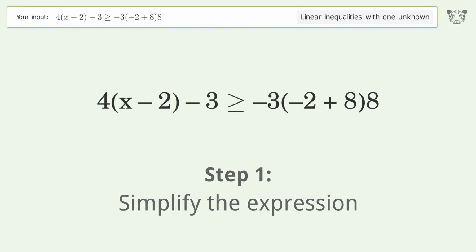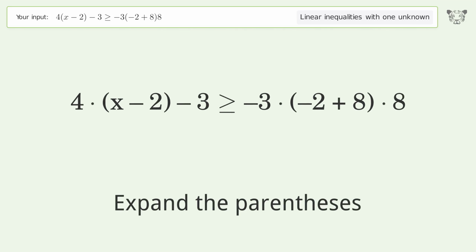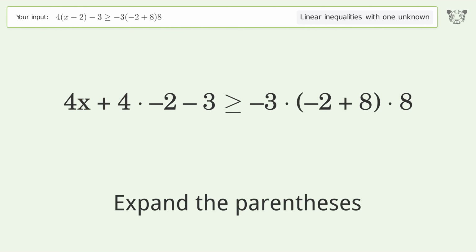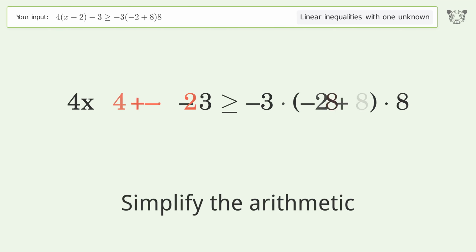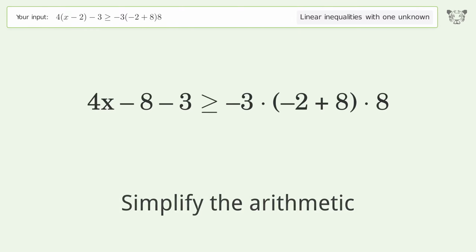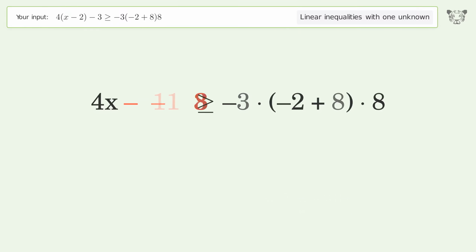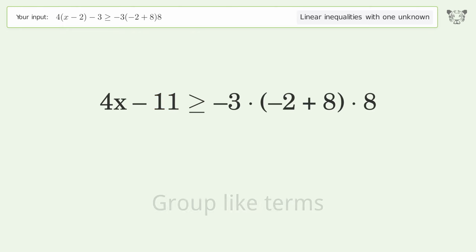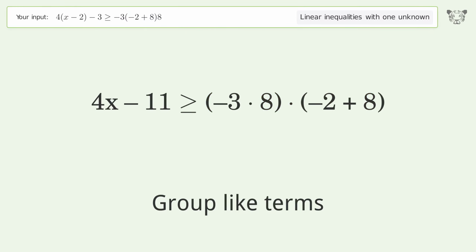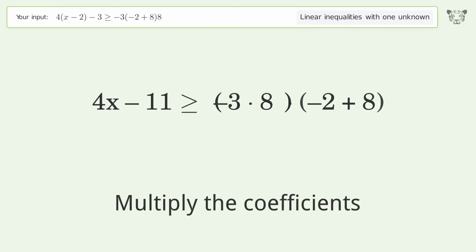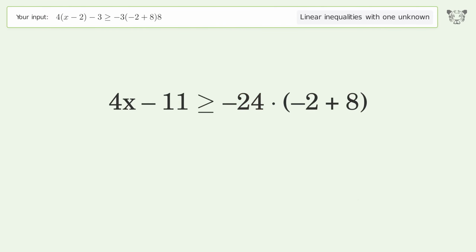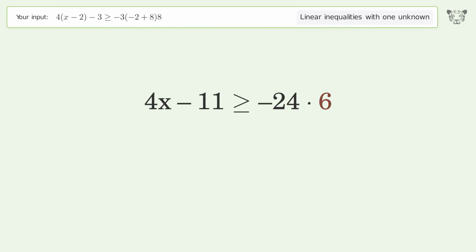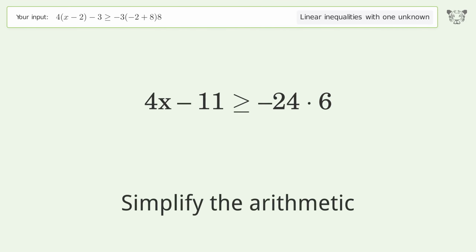Simplify the expression. Expand the parentheses. Simplify the arithmetic. Group like terms. Multiply the coefficients. Simplify the arithmetic.